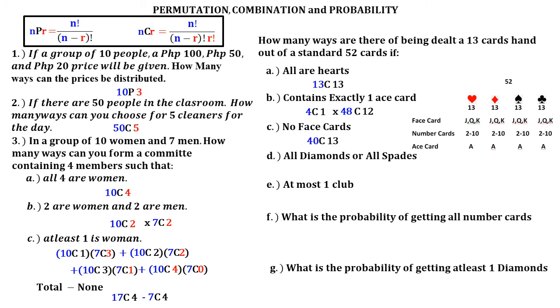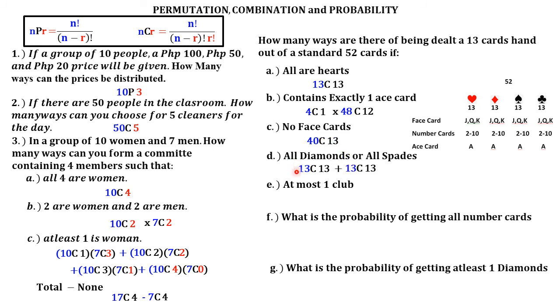Okay? So, next, all diamonds or all spades. Okay? So, ilan ba ang diamonds natin? So, this one. Okay? This one, which is 13. So, from the 13, we will choose 13. Kasi nga, 13 cards ang hawak natin. Okay? And then, all spades. So, i-add lang naman natin to. Ilan ba ang spades? That is still 13. So, plus 13 choosing 13.